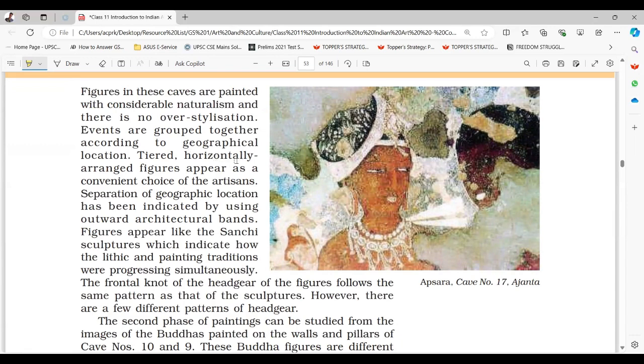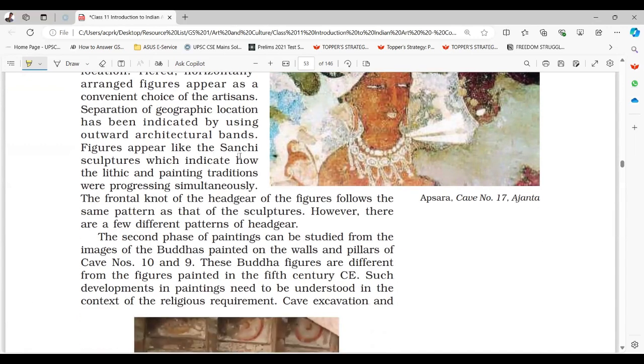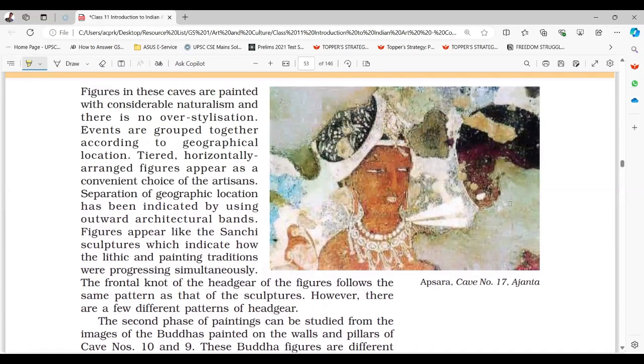Tiered, horizontally arranged figures appear as a convenient choice of the artisans. Separation of geographic location has been indicated by using outward architectural bands. Figures appear like Sanchi sculptures, which indicate how the lithic and painting traditions were progressing simultaneously. The frontal knot of the headgear of the figures follows the same pattern as that of the sculptures. However, there are a few different patterns of headgear. Apsara, cave number 17, Ajanta.